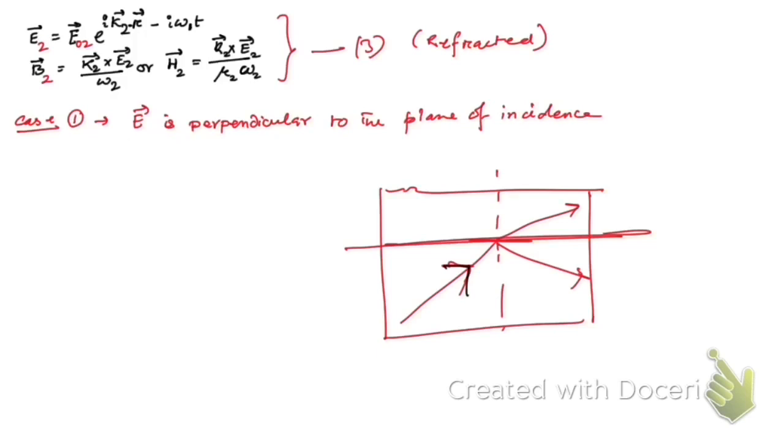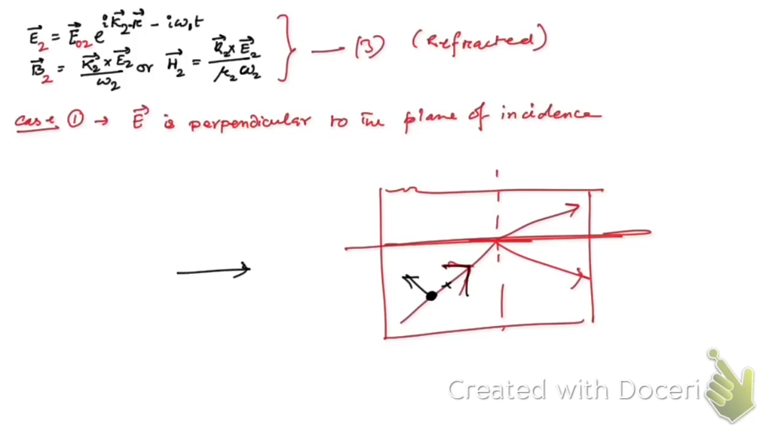That means the direction of E is either into the page, or into the screen of your device where you are watching this video, or it is coming out of this device. Okay, and then in that case the magnetic field will be in this direction, right? That means this is the case.